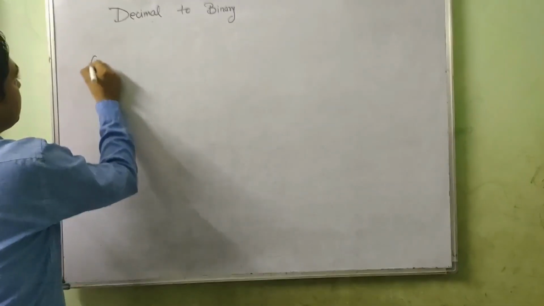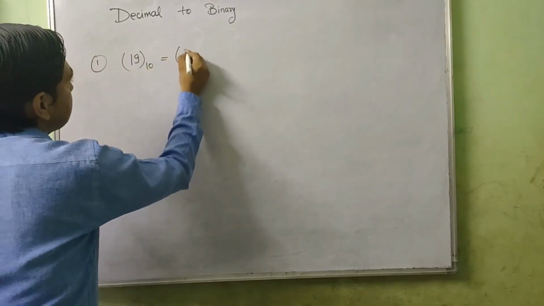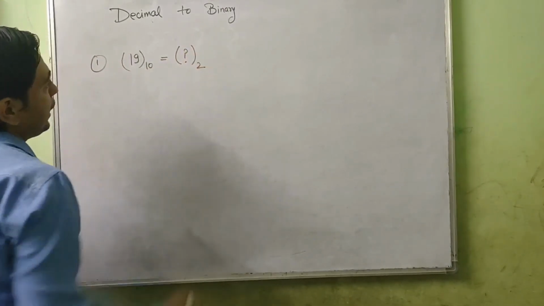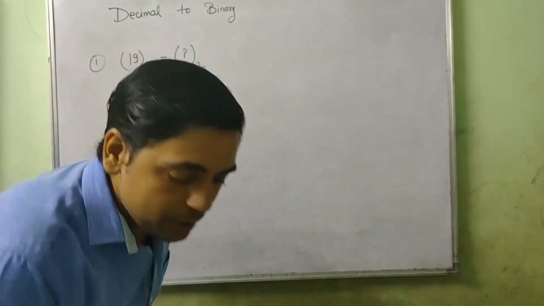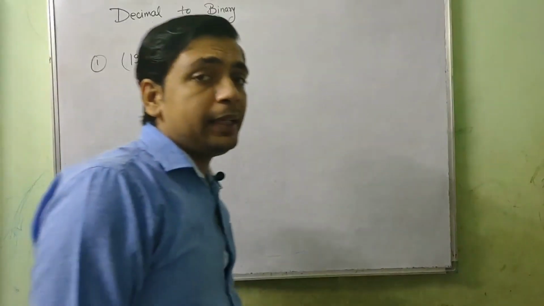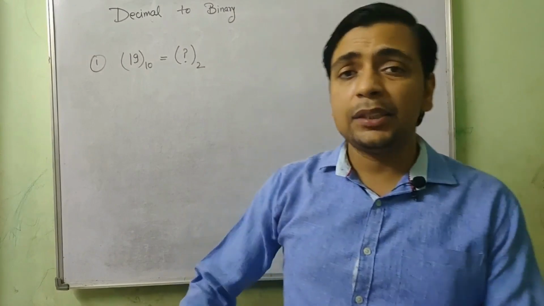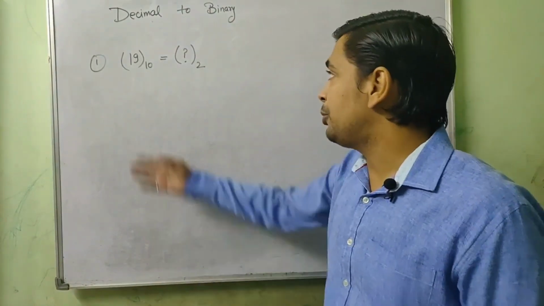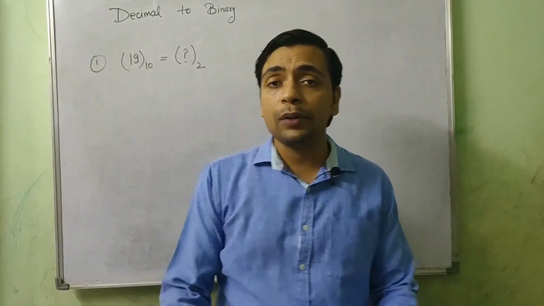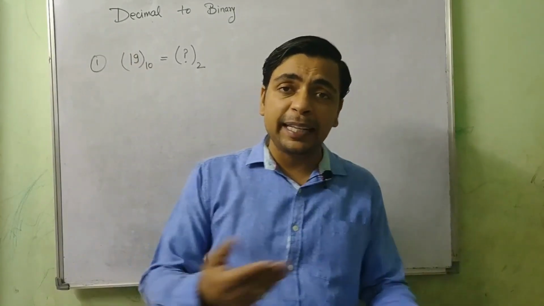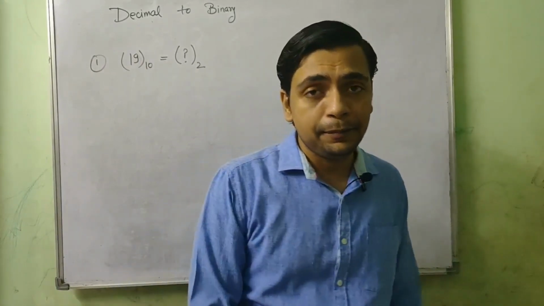Okay, now the first number that we are taking, let's take 19. Suppose we are having 19 in decimal, what will be its value in binary? So please see the steps very carefully. Whenever you want to convert decimal into any number system, you have to divide that decimal number by the base of the new number system. For example, I want to convert it into binary, so I will divide 19 by 2. If I want to convert it into octal, I will divide 19 by 8. And if I want to convert into hexadecimal, I will divide 19 by 16.